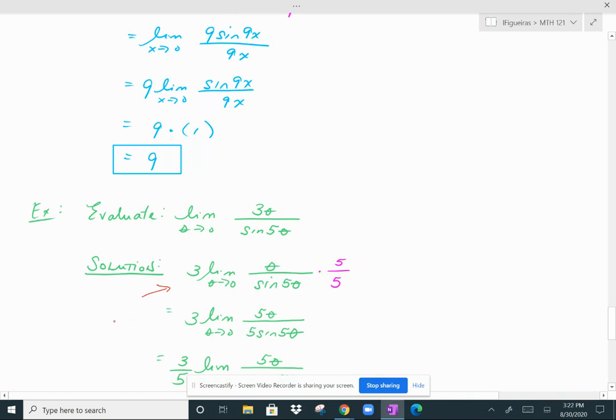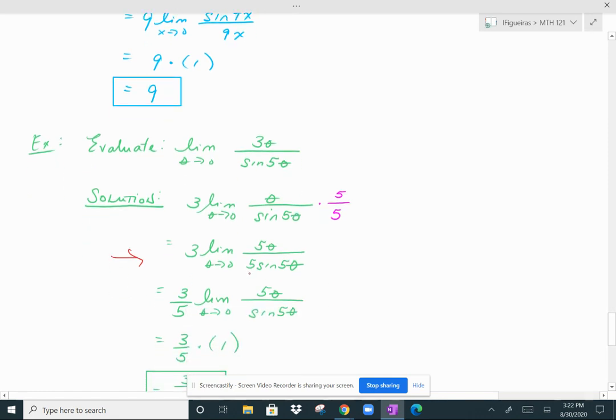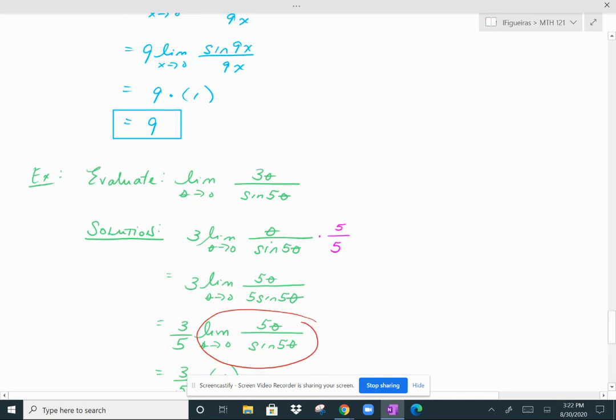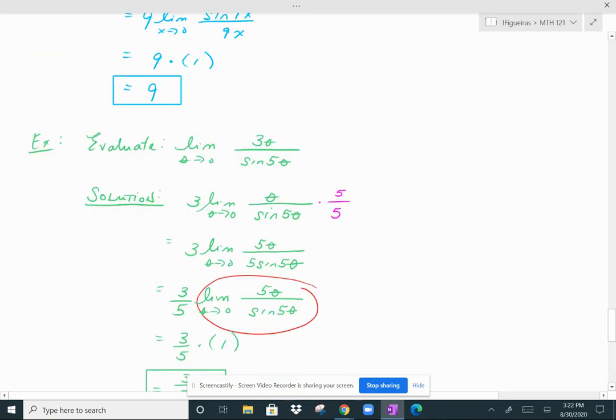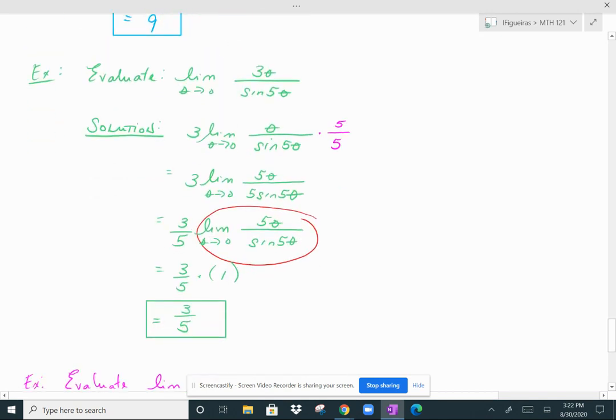I have 3 times the limit as theta approaches 0 of 5 theta over sine of 5 theta. Then I'm going to move this 5 out of the way because we really don't need that, which is what you get here. So I have 3/5 times the limit as theta approaches 0 of 5 theta over sine of 5 theta. Now that looks like our definition. This part right here looks like the second part of the definition, the reciprocal. That's equal to 1, which is what you see on the next line. And so your answer is just 3/5.